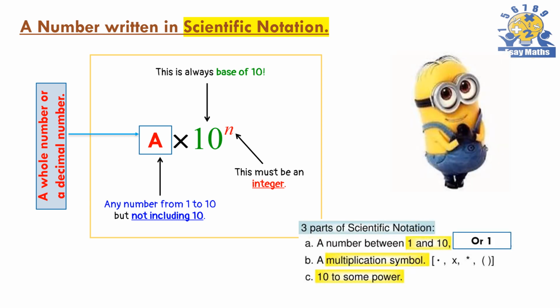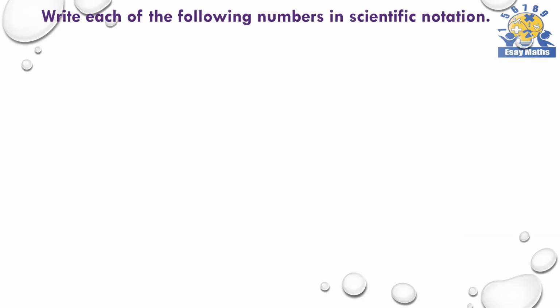There are three parts of scientific notation. First one, a number between 1 and 10, or 1. Second one, a multiplication symbol. Third one, 10 to some power. Write each of the following numbers in scientific notation.